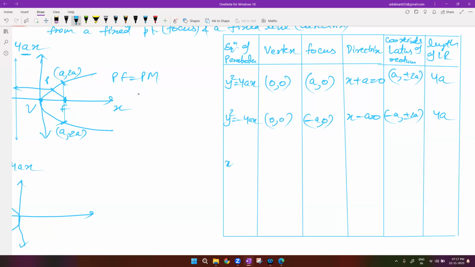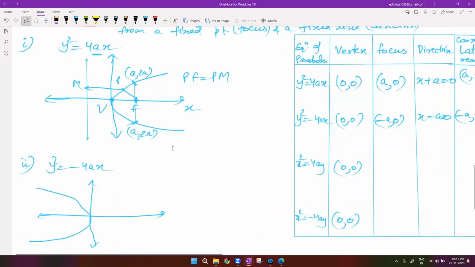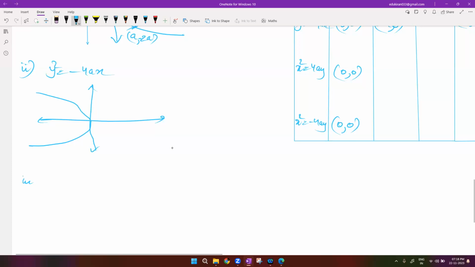Similarly, we have two more equations: x square is equals to 4ay and x square is equals to minus 4ay. You will notice some cool things here. In one, the vertex won't change. In another, the length of the latus rectum won't change. The focus is very easy. We just need to know the figure. If we know the figure, we already know everything.